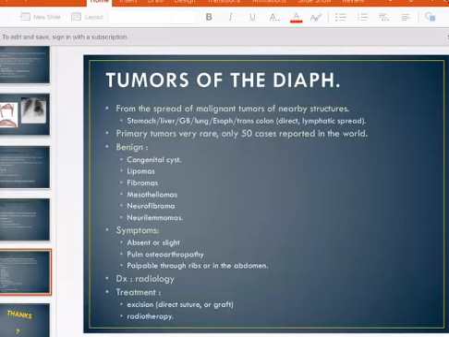These are the symptoms. According to the size of the tumor, there may be absent or slight symptoms. Like bronchogenic carcinoma, what we call it, the patient presented with pulmonary pseudo-osteoarthropathy. And sometimes you have a palpable mass that we can feel through the ribs or in the abdomen.